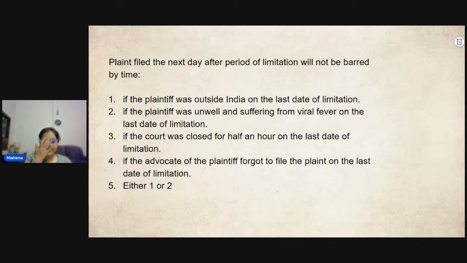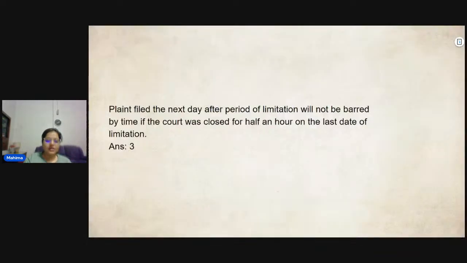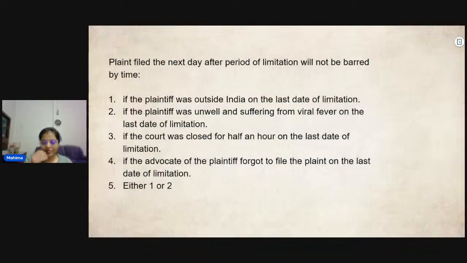A plaint filed the next day will not be barred by time. Okay, everyone is saying option number C. Yes, it is option number C. None of the other excuses were applicable, but the only excuse which can extend the time is that if the court was closed even for half an hour on the last date of limitation, the plaint will not be barred by time.